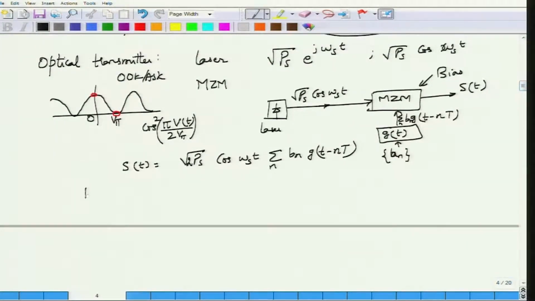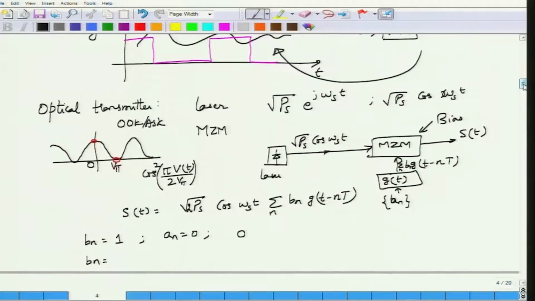If Bn is equal to 1, which corresponds to An equal to 0, then I have to choose the amplitude of this pulse g of t in such a way that I get full transmission, that is, I should get 0. So, for An equal to 0, I should get full transmission.